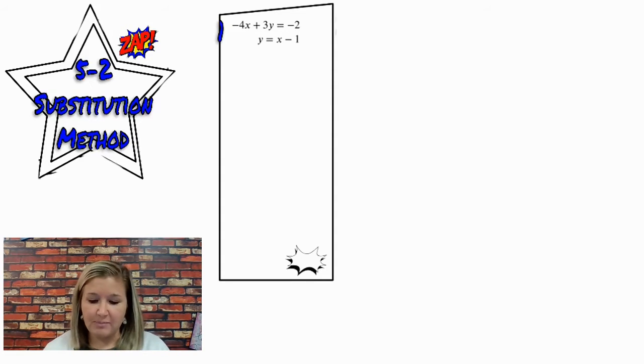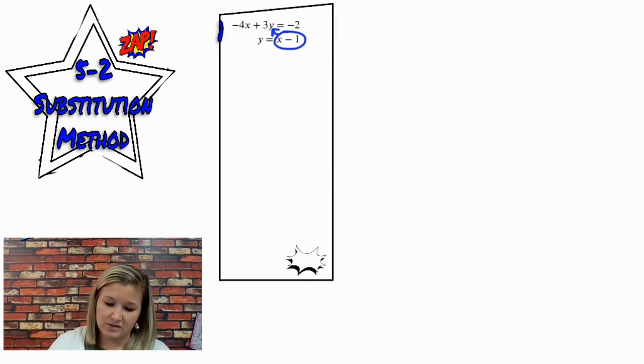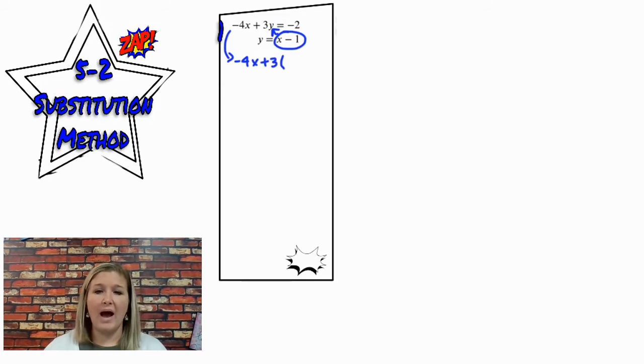So on our first example, we have negative 4x plus 3y is equal to negative 2. And then we have y is equal to x minus 1. So I'm going to start by replacing y with what y is equal to. Since y is equal to x minus 1, I'm going to replace y in my other equation with x minus 1. So here's how that looks. I'm going to drop this down here. So I have negative 4x plus 3, I don't have y anymore, I have x minus 1. I'm going to multiply 3 times both of those two things, and that's going to be equal to negative 2.